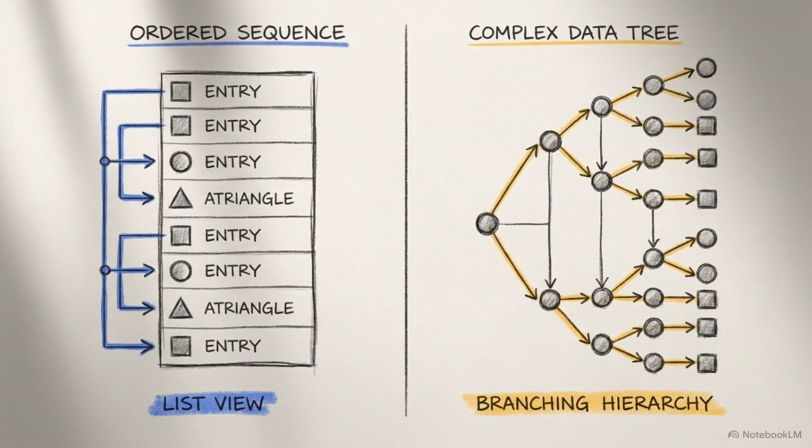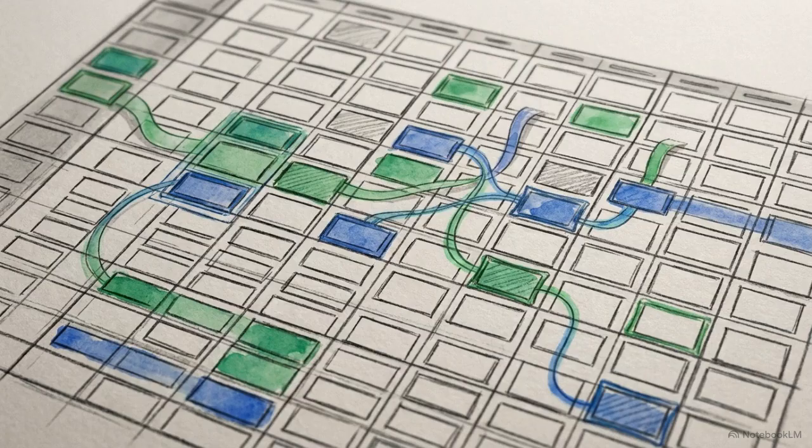How you structure your data matters. Choosing between the ordered sequence of a list or the direct mapping of a dictionary dictates how efficiently your program retrieves information as it scales up.